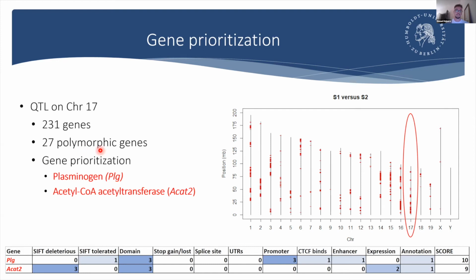Indeed, as we said before, the parental lines are genetically very similar. Afterwards, applying the prioritization approach on the 27 polymorphic genes, we identified 2 genes, plasminogen and acetyl-CoA acetyltransferase 2, to be the top candidate genes for this QTL region on chromosome 17. In particular, both PLG and ECAT2 carry missense variants in domains. PLG also shows variants in regulatory regions such as promoters, CTCF binding sites, and enhancers. And we saw that ECAT2, in addition to that, is also differentially expressed between the parental lines in the liver and in the gonadal adipose tissue.